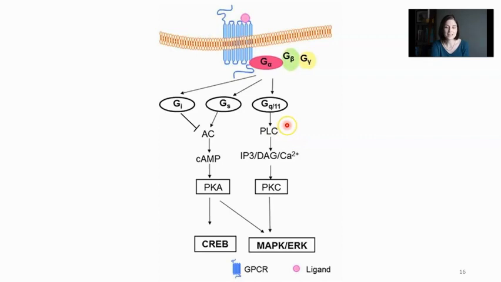In this case, the effector enzyme is phospholipase C, which then goes on to influence IP3, DAG, and calcium. These are the second messengers involved in this cascade, and they all influence the protein kinase C.